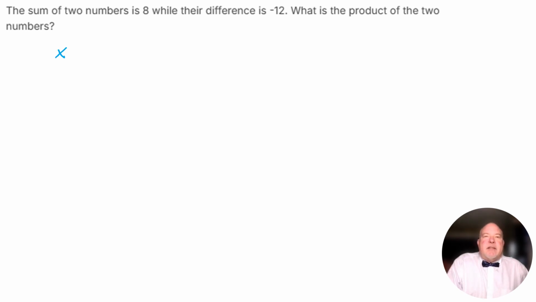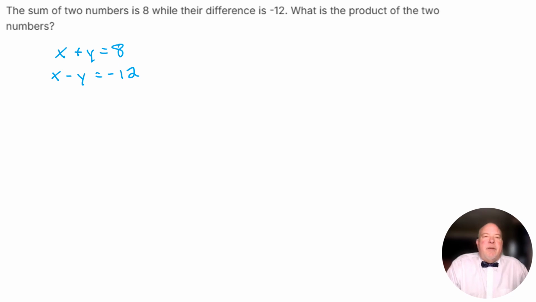And so it says the sum of them is 8. So I'm going to write x plus y equals 8. And then the difference is negative 12. So x minus y equals negative 12. All right, so this is a system of equations. And in this one, the best method to use is what's called elimination.